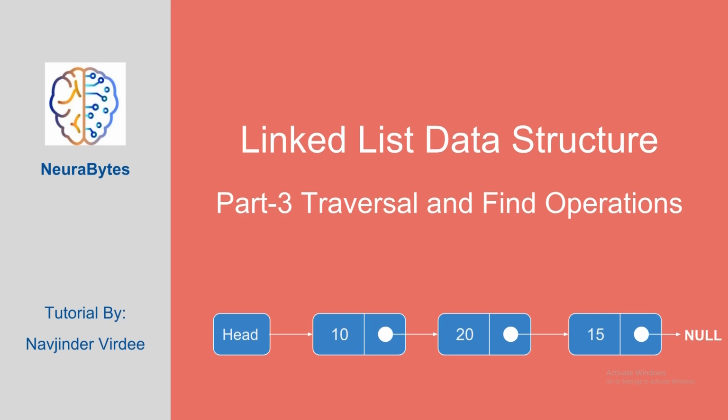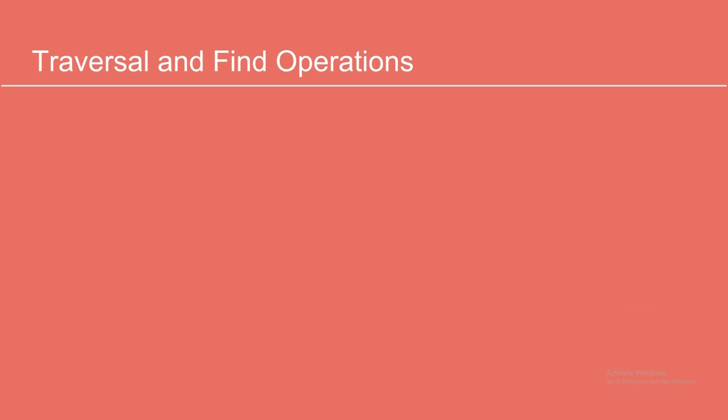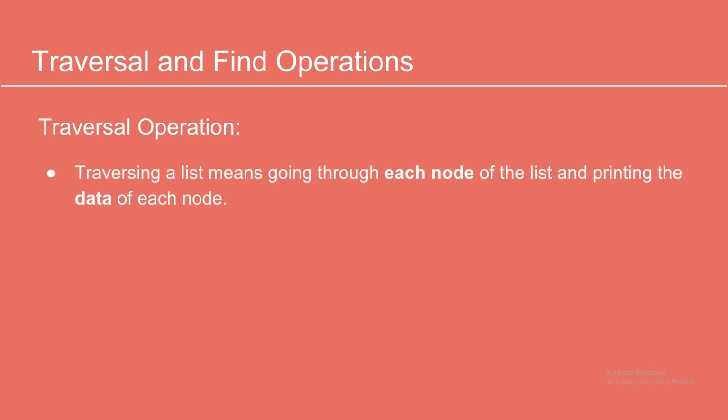My name is Navjinder Virdee, and in this lesson, we will learn about how to traverse a linked list and how to find elements in a linked list. So, let's learn about these operations. First is traversal operation. Traversing a list means to go through each node of the list individually and then printing the data of each node.